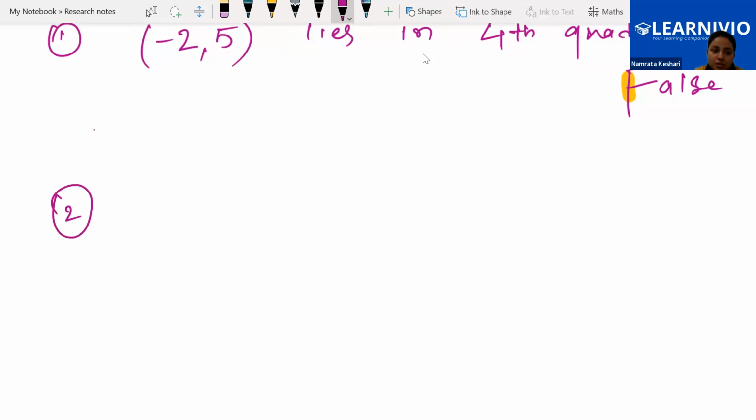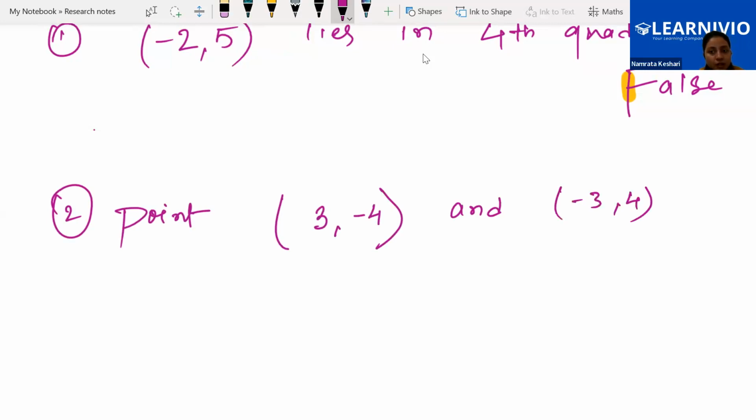Okay, the next statement is: the points (3, -4) and (-3, 4) lie in the same quadrant. False.